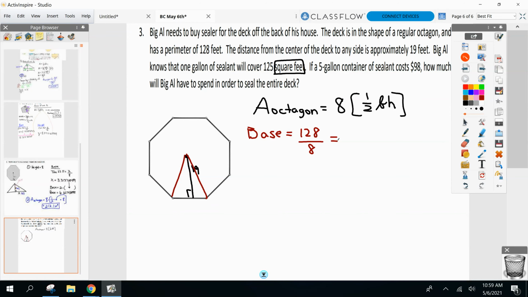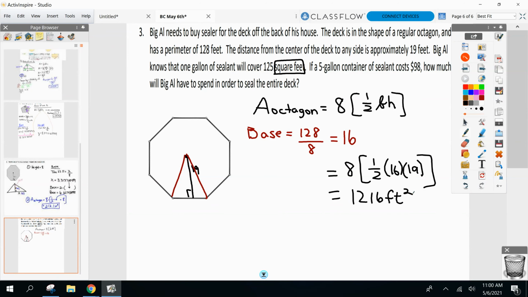And you end up with 16. All right, now the area of the octagon's pretty easy. So it'll be 8 times 1/2, 16 times 19. And what do we get? 1,216 square feet. There's the area of your octagon.